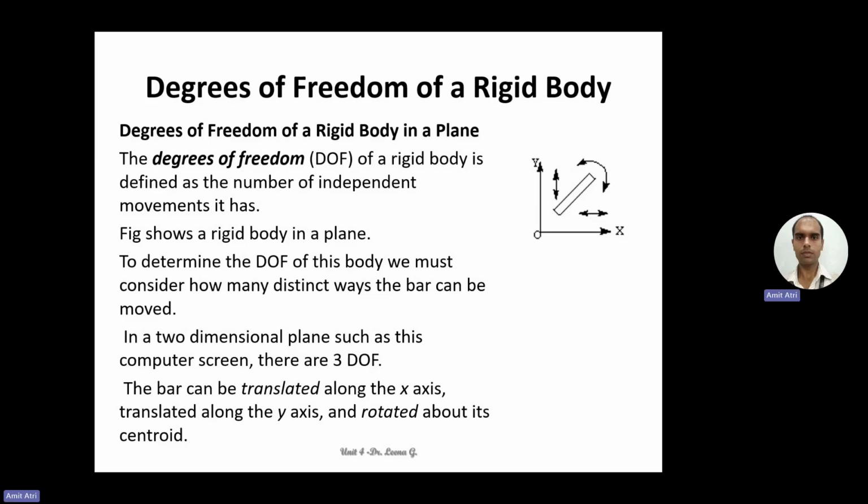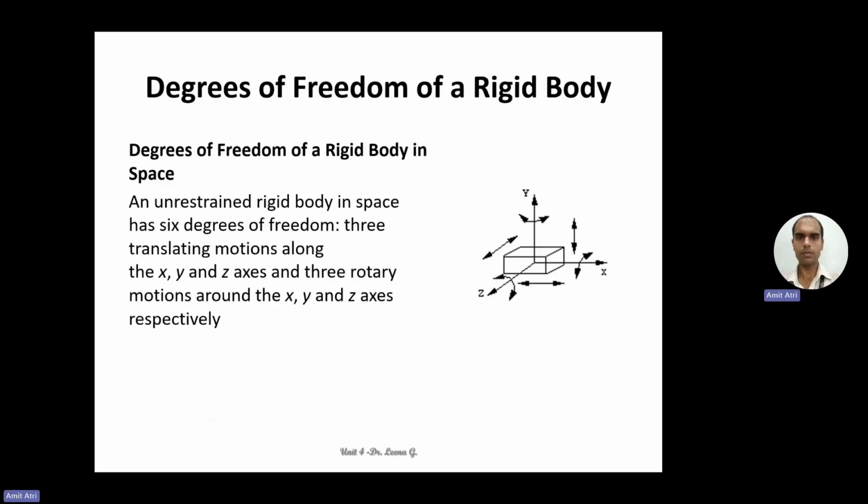Now, in the small xy space, one rigid body is placed. It has 3 degrees of freedom, which means 3 independent movements. What can they be? Along the x-axis, along the y-axis, and one is the rotation about its center. So 3 independent movements, and correspondingly it has 3 degrees of freedom. This was a 2-dimensional space.